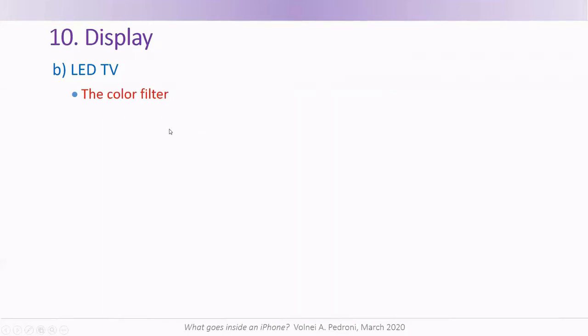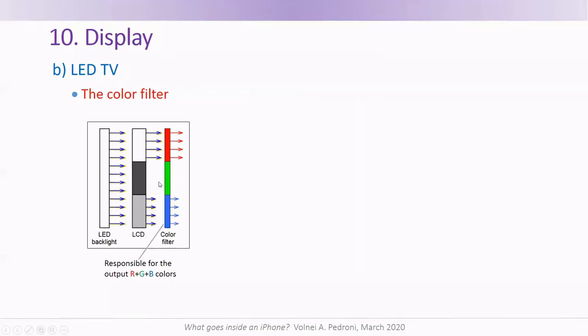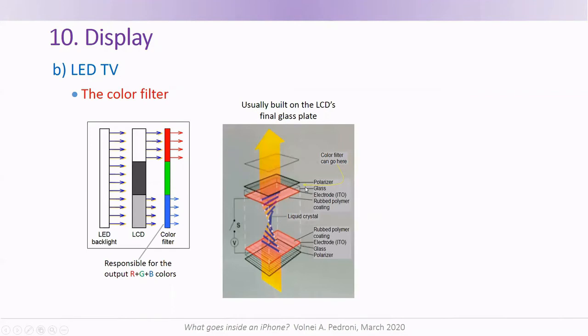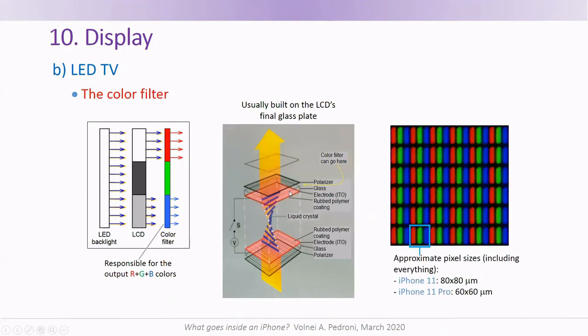The final element of our display is the color filter, shown here after the LCD. In practice, it is usually constructed on the final glass plate of the LCD. This is just to give an idea about pixel sizes in smartphones. For iPhone 11 and iPhone 11 Pro, the sizes are approximately 80 by 80 and 60 by 60 micrometers.